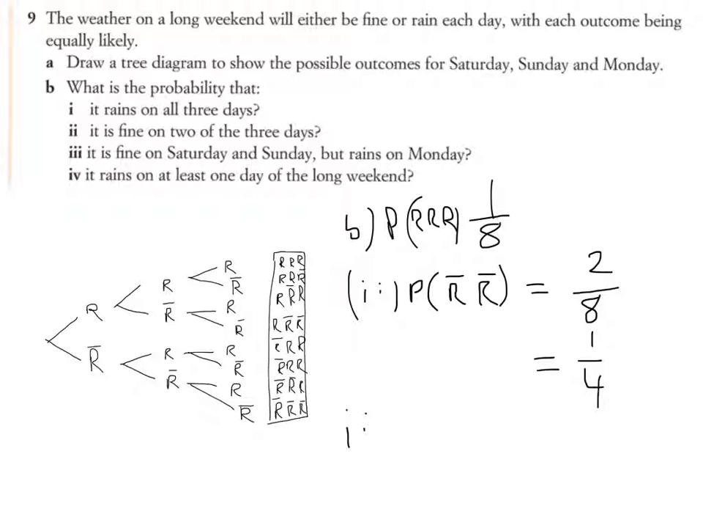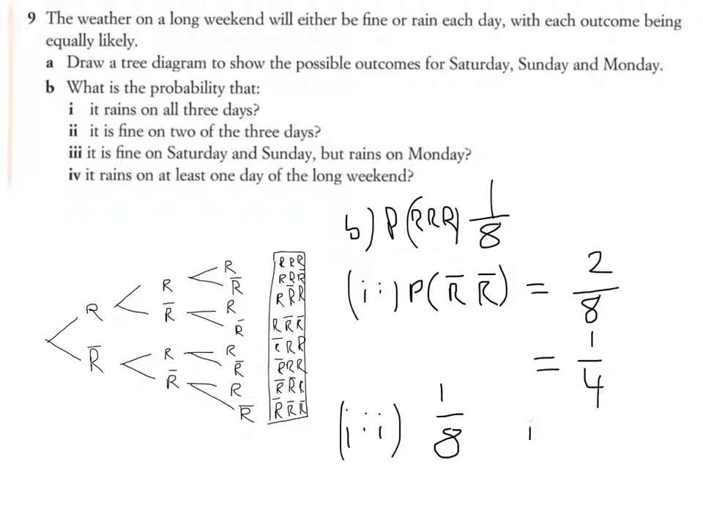Now for part 3. It is fine on Sunday and Monday, but it rains. Sorry, fine on Saturday and Sunday, but it rains on Monday. Now, that's very specific, and if we go through, it is fine on Saturday and Sunday, but it rains on Monday. There's only one outcome that is like that. So that outcome has a probability of occurring of 1 out of 8.